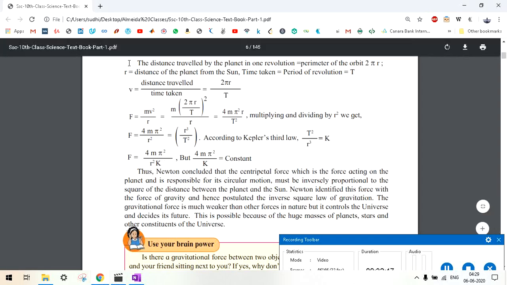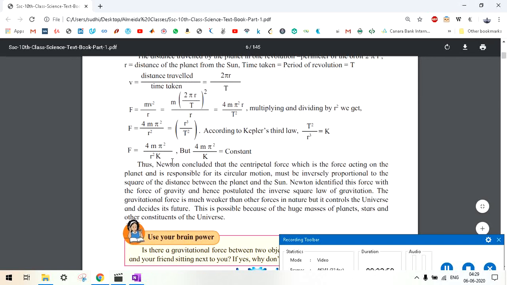Now let's see the solved examples on page number 6. Before moving to the solved examples, I hope you have understood this part. Newton concluded that the centripetal force, which is the force acting on the planet and is responsible for circular motion, must be inversely proportional to the square of the distance between the planet and the sun. Inversely proportional, like this: F is equal to 1 by R square, right? Newton identified this force with the force of gravity and hence postulated the inverse square law of gravitation.